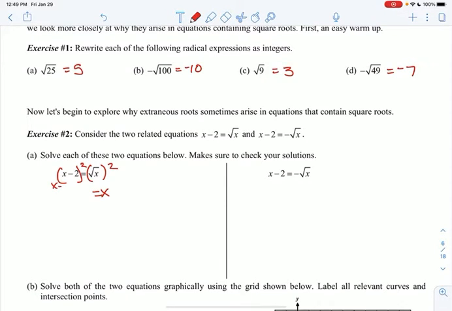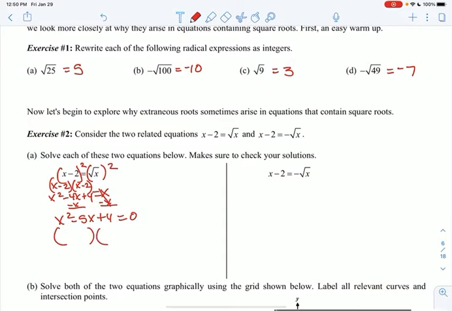Now that really means x minus 2 times x minus 2. So if you can do that FOIL in your head, great. It's going to give you 4 terms, but those two middle terms can be combined. So it's x squared minus 4x plus 4 equals x. Now to solve a quadratic, I have to bring everything over to one side. So I'm going to get x squared minus 5x plus 4 equals 0.